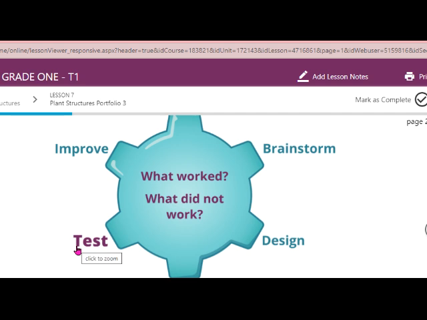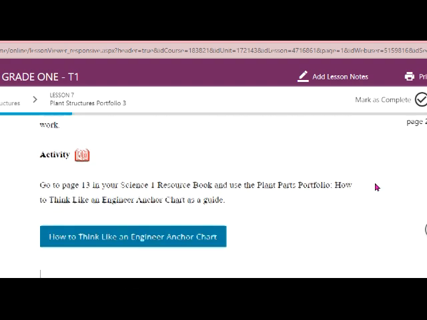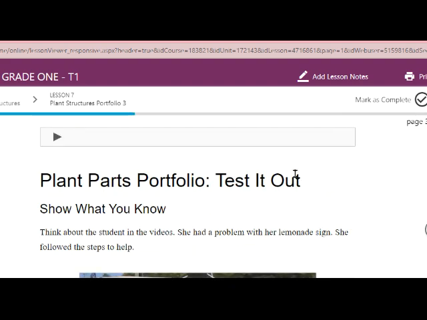Questions we can ask ourselves are what worked and what did not work? You see if your device will work. You want to see if it solves a problem. As you test it, write what you see. This is the evidence. This can show if a design does or does not work. So remember, we hope that it's going to work perfectly, but it might not, and that's okay.